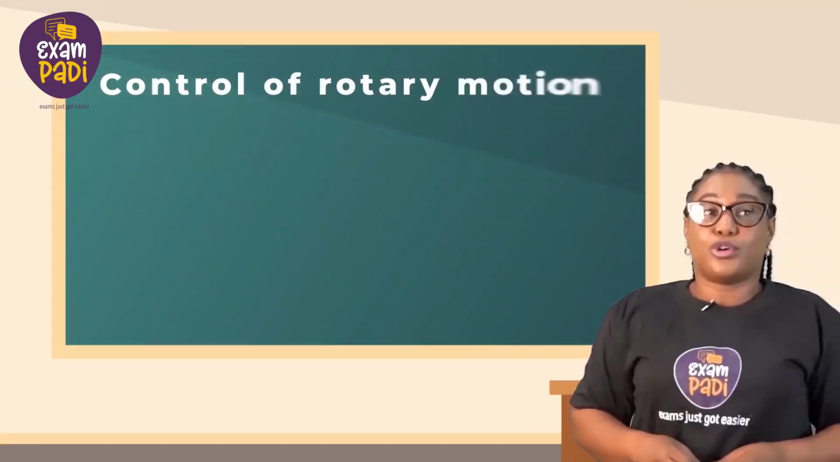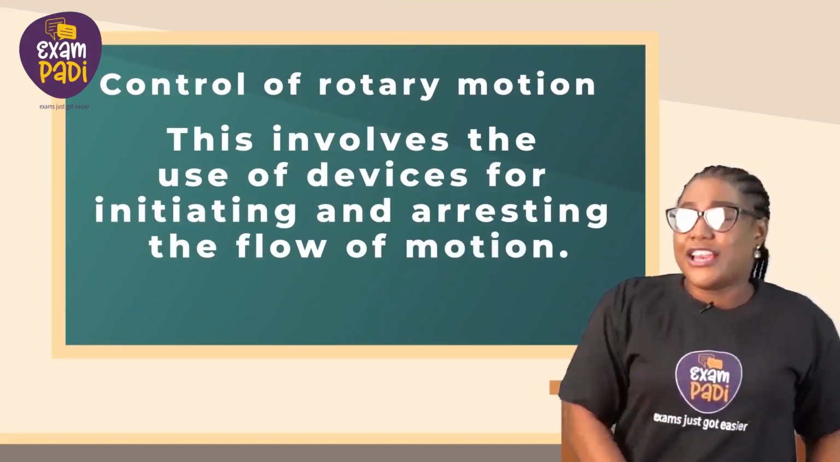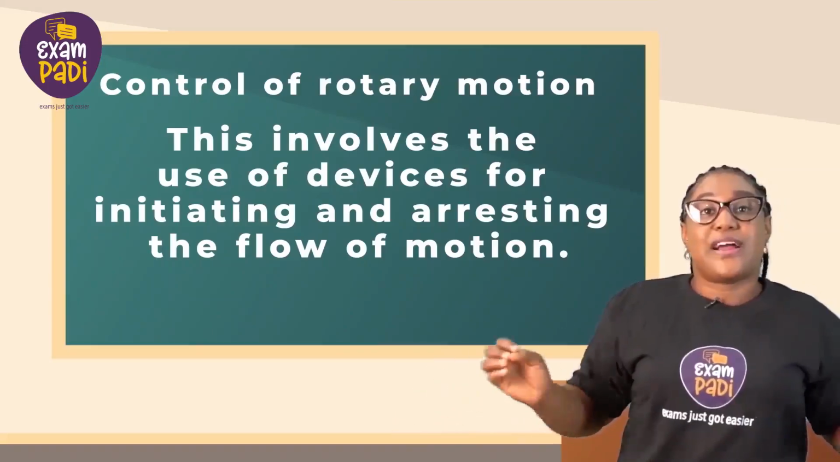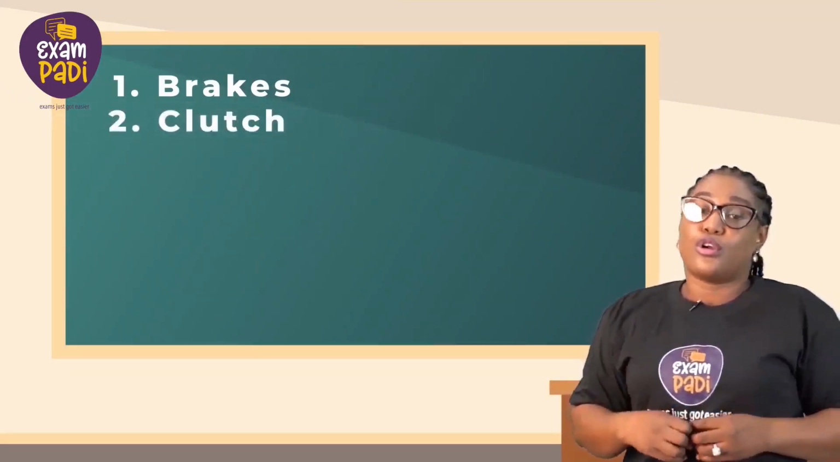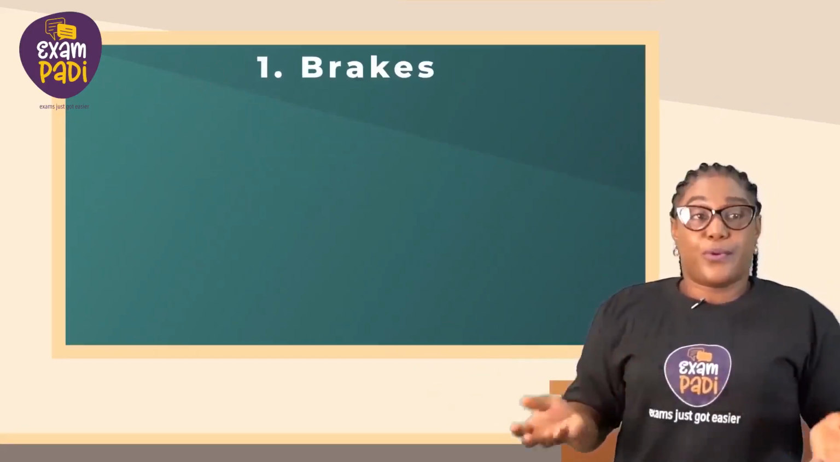Control of rotary motion. This involves the use of devices for initiating and arresting the flow of motion. These devices include 1. Brake, 2. Clutch, 3. Ratchets. Let's talk about brake.